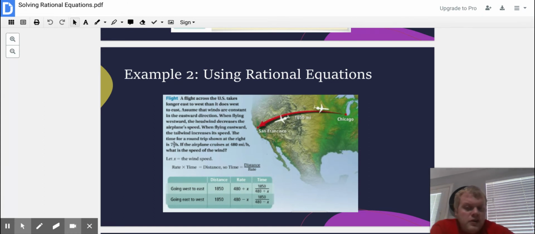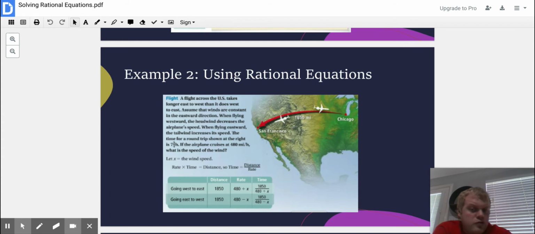Essentially, we know that the distance going both east to west and west to east will always be 1,850 miles, and that our rate will be either 480 plus x or 480 minus x, because we know that going from west to east is going to increase your speed. Okay. So the way we got our equation here is we take distance, which we said was 1850, over the rate, which we said was going to be both of these right here. So that's how we got our time. It's just putting it as distance over rate.